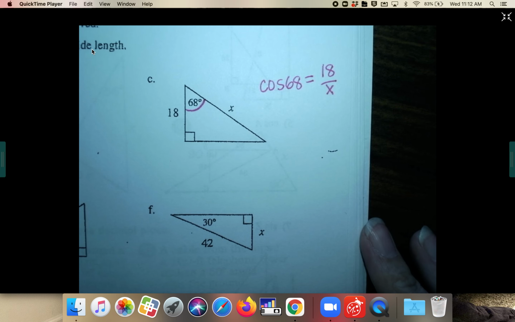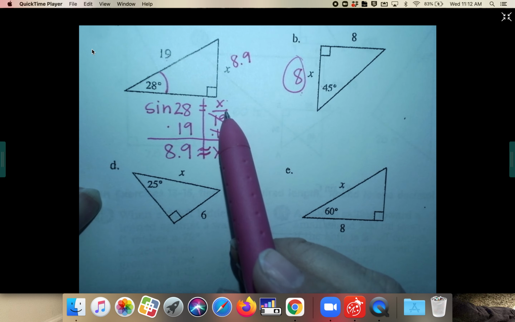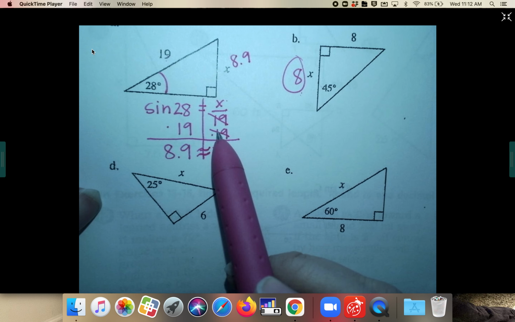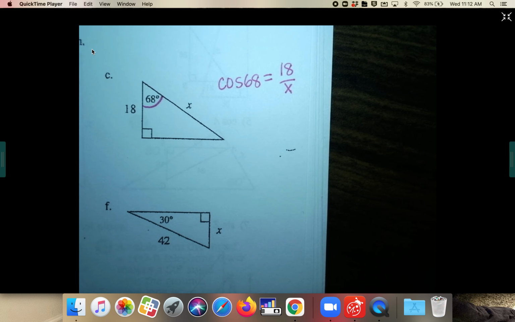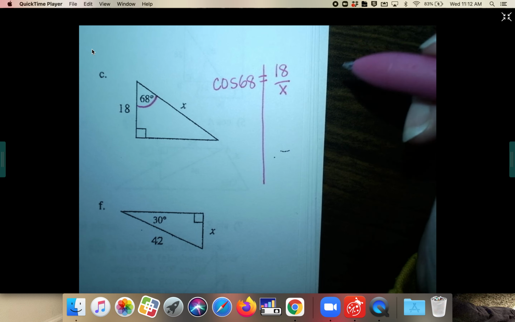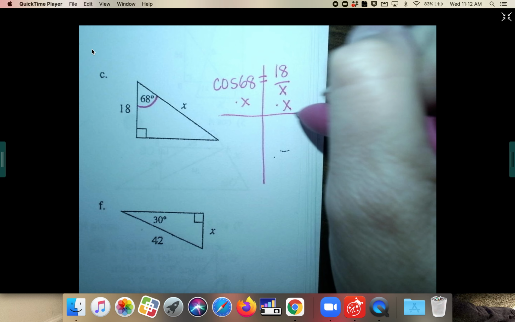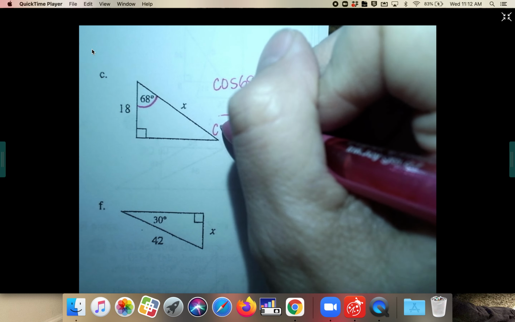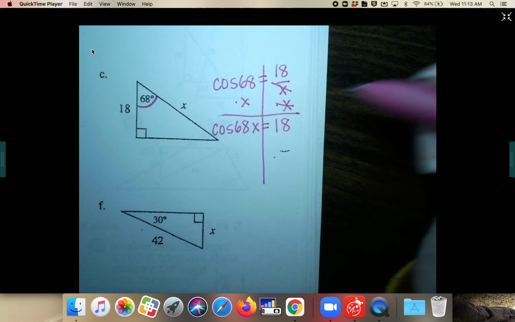All right, so this one's a little bit different. Over here, the known number was on the bottom, so we could just multiply and get the answer. Unfortunately, this is a little different, so let me remind you how you would solve when our unknown is a denominator. So you would start by doing what you would think. This is dividing by x, so you're going to multiply by x on both sides. So we have cosine of 68 times x equals 18 now.